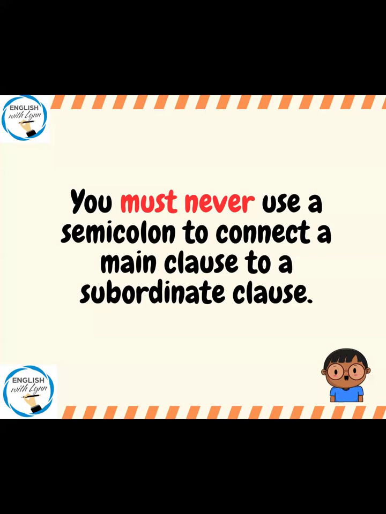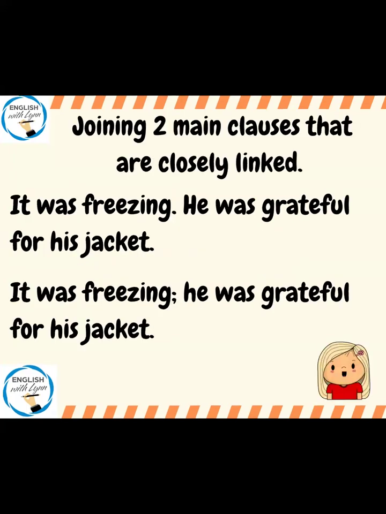So the first reason, if we have two main clauses that are closely linked. So our first main clause here, it was freezing. That's the main clause. It makes sense on its own. It has the subject, it has the verb in it. The second main clause, he was grateful for his jacket. It makes sense on its own. It has the subject he, it has the verb was.